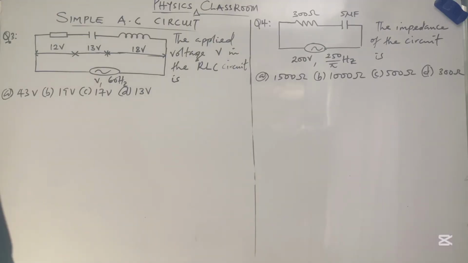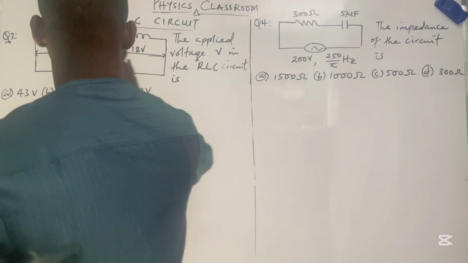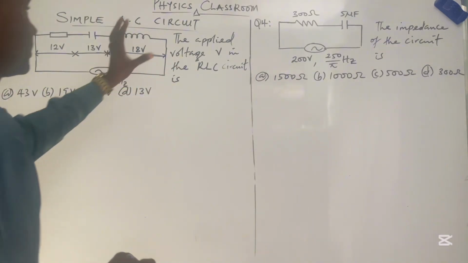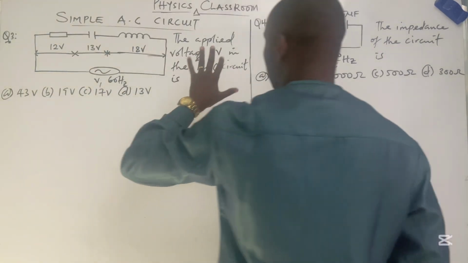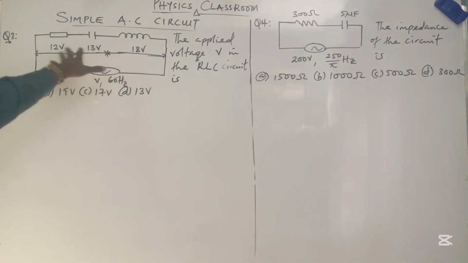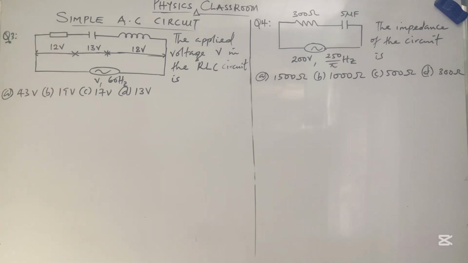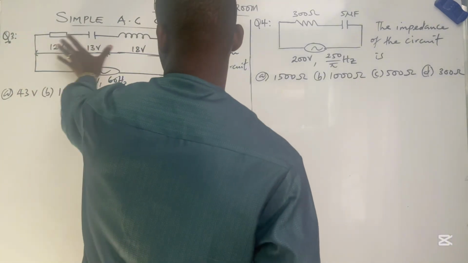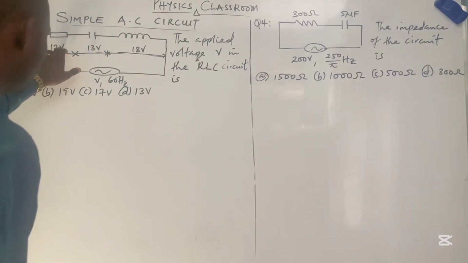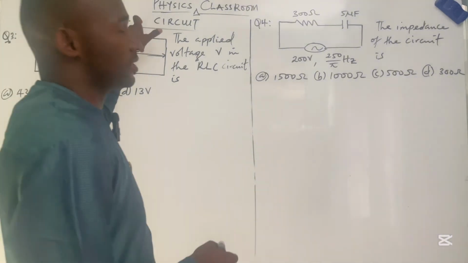Now let's see question number 3. From the diagram illustrated above, the question says the applied voltage V in the RLC circuit is... as you can see, this is a resistor, inductor, capacitor AC circuit. Everything is represented in terms of voltage: voltage across resistor, voltage across capacitor, voltage across inductor.